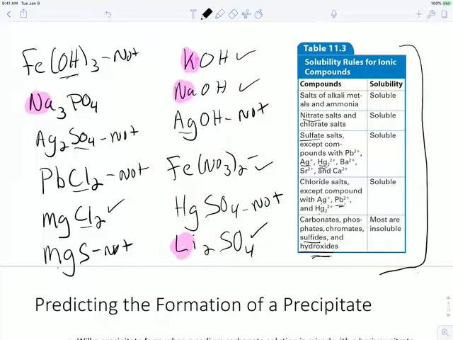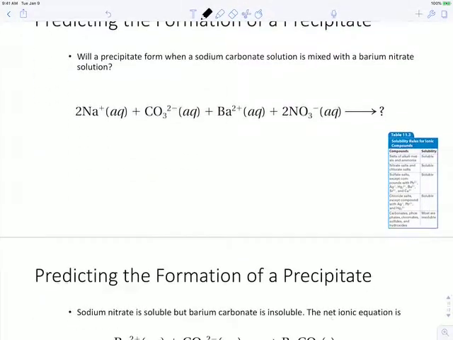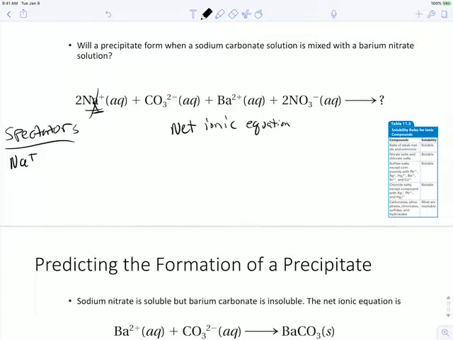You will have access to this chart, so you'll want to know how to use it. So if we have this here where we're asked what will precipitate out of all of these ions, well, we know we're going to have spectators and we're going to have our net ionic equation. What I always do is look for alkali first. Sodium's alkali, it's going to go under spectators. Done. Now I've got nitrate. Remember, everything's soluble with nitrate. It's going to be a spectator, so NO3 minus.